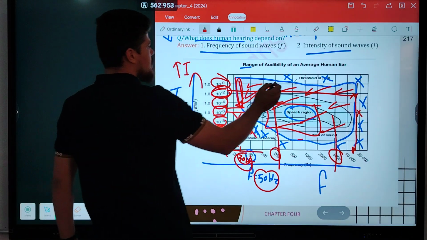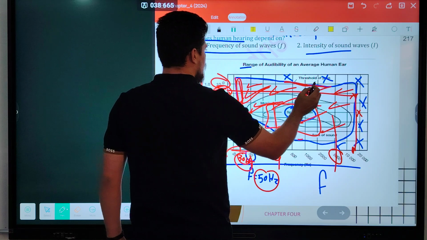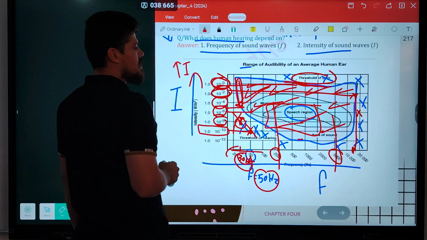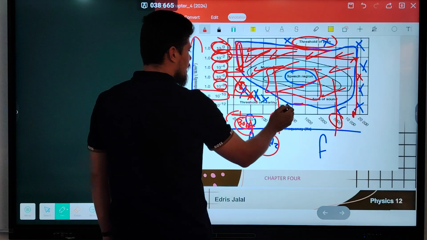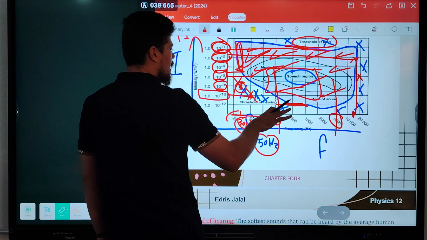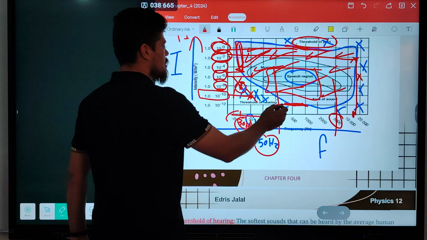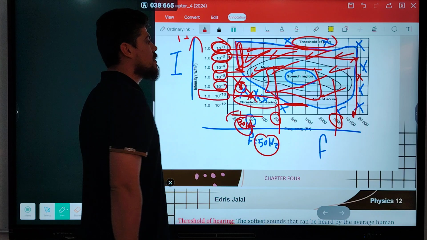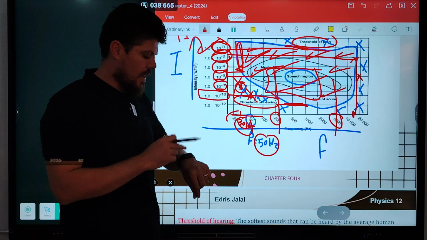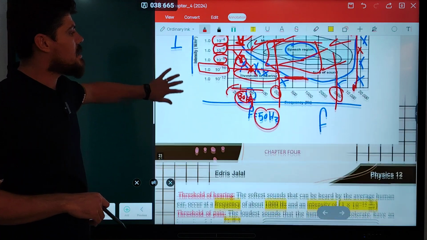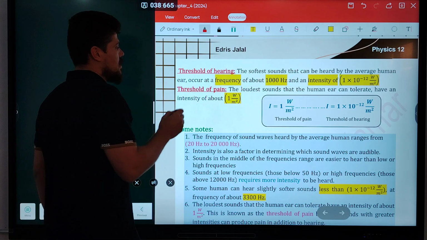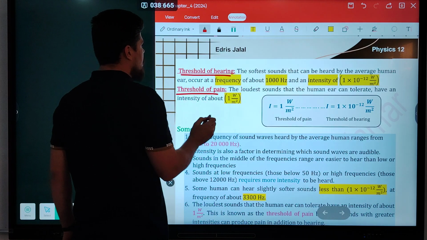Guys, this zone or this position is called the threshold of pain, at intensity 10 power 0. And this position, the lower part of the spectrum, is called the threshold of hearing. The threshold of pain has more intensity, that is why we call it threshold of pain. But the threshold of hearing has the minimum intensity, the least intensity.